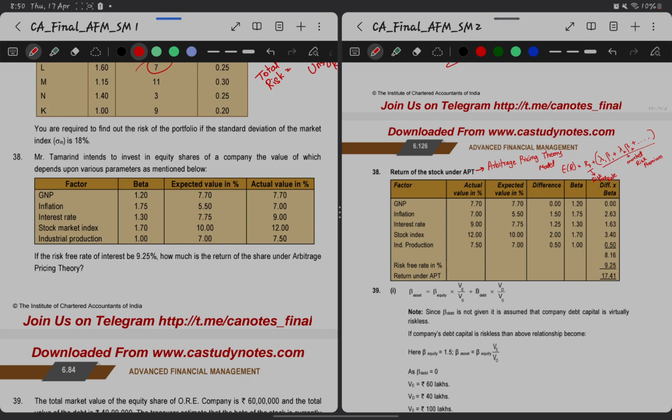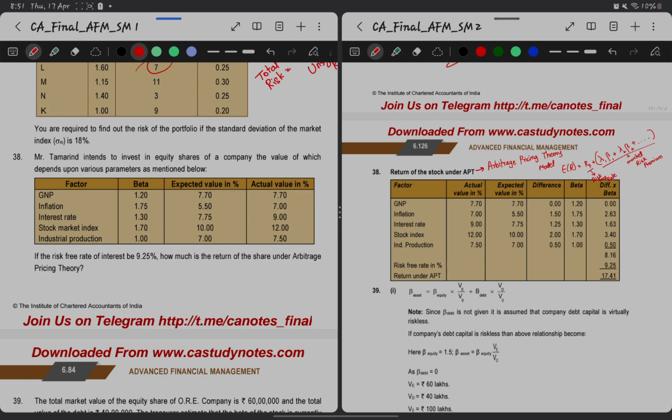Obviously beta is the sensitivity of the stock towards the market return. Here we know the beta of these factors, which will impact the stock's return. Sensitivity is nothing but, let's say, if the market price is increasing by 1%, how much the stock's price will increase in response to that increase in market return. That is what beta signifies.